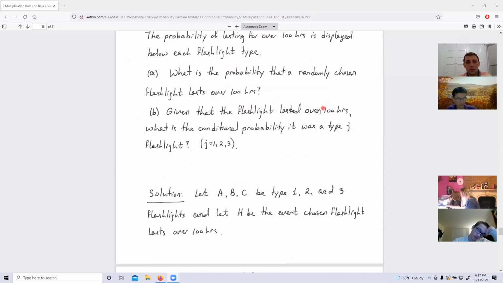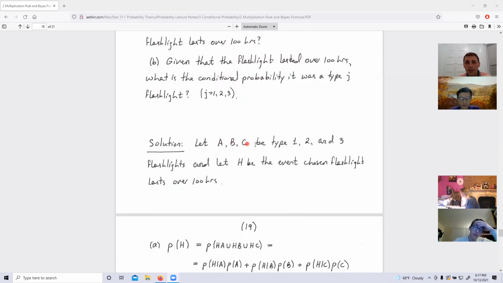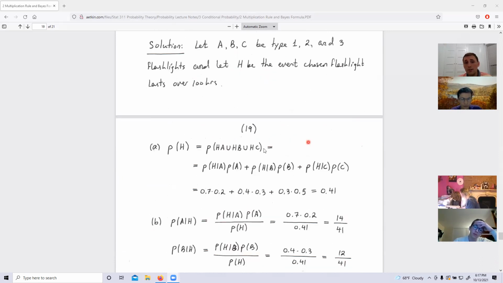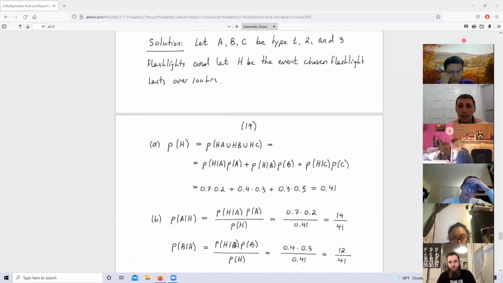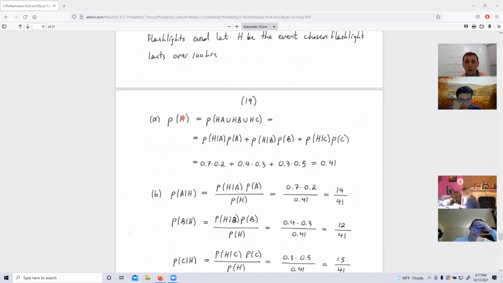So here is the situation. We have events A, B, and C, which are type 1, type 2, and type 3 flashlights. H is the event that the flashlight lasts longer than 100 hours. Now, it's hard to calculate this probability without knowing which type of flashlight I'm using, yes? So I know that if it lasts longer than 100 hours, then it was flashlight A that I picked, or flashlight B, or flashlight C, right?